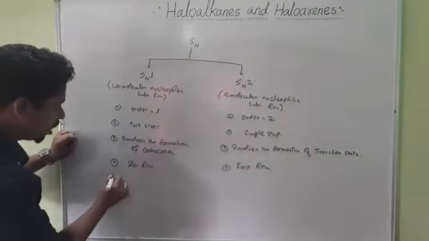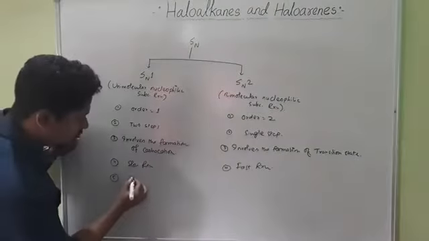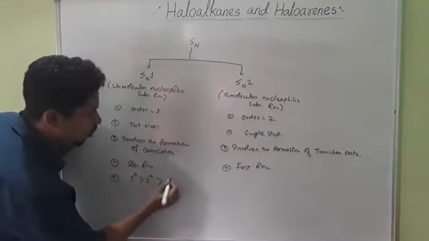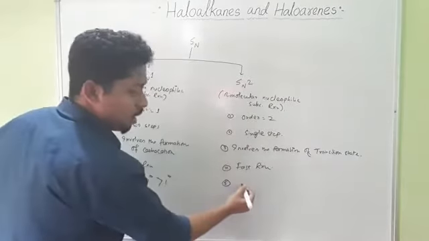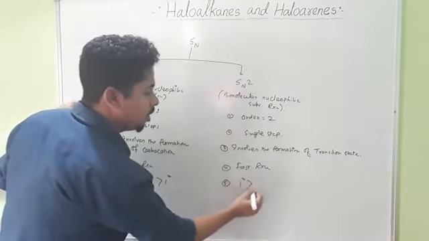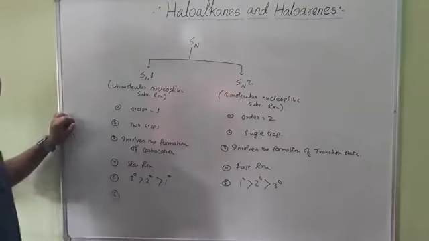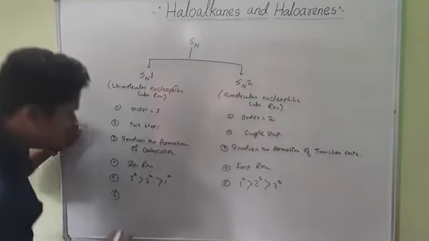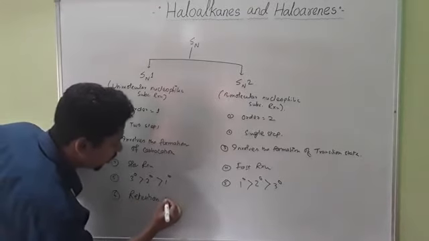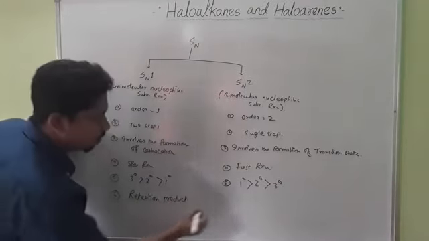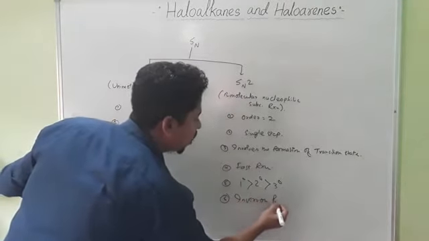In the SN1 reaction, the reactivity of the haloalkane is 3 degree greater than 2 degree greater than 1 degree. But in the SN2 reaction, the order of reactivity is 1 degree greater than 2 degree greater than 3 degree. Next, the SN1 reaction involves retention of product, but in SN2 you will get inversion product.